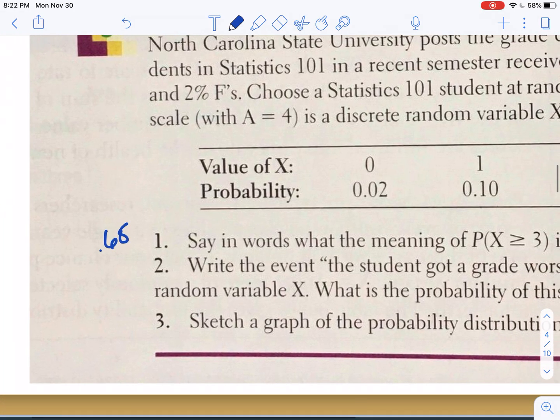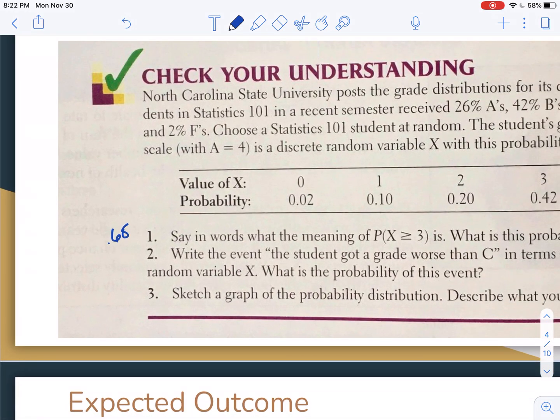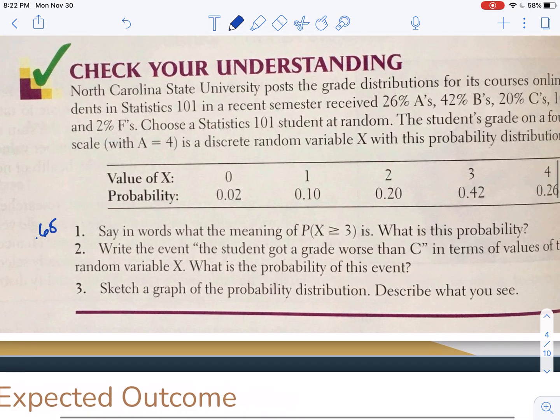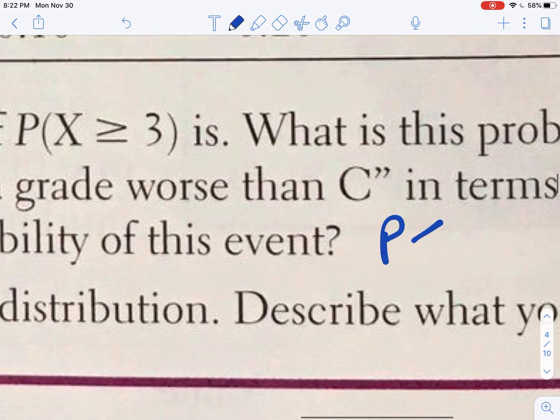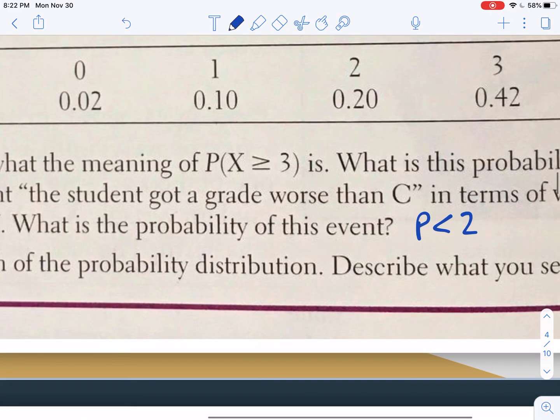All right, write the event student got a grade worse than a C in terms of the random variable X. So this would just be P(X < 2). We're saying grade worse than C, we're not saying grade worse than or equal to C. Since we're only talking about grades worse than C, we only want to look at grades lower than 2.